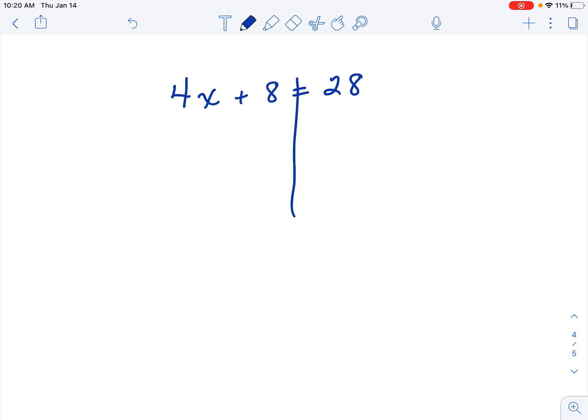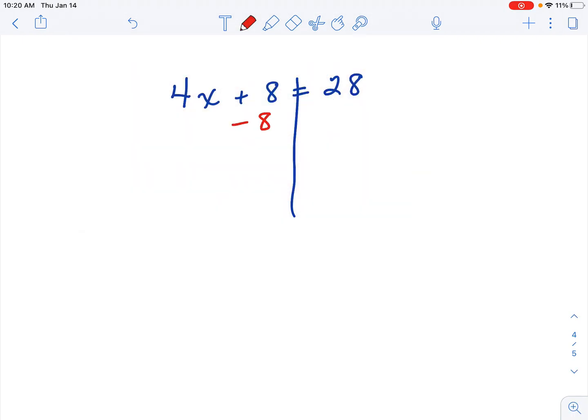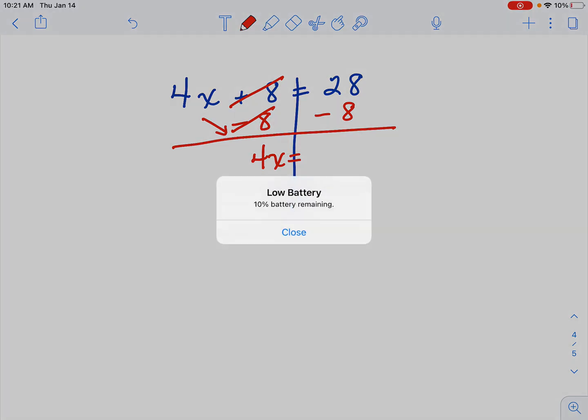So you're going to do the opposite. I'm going to do it in red. Subtract 8. And whatever you do to one side, you do to the other. So you're going to subtract 8 here. These two will cancel out. Leaves you with this 4x, so you can bring down that 4x. And then on the right side over here, you're going to do the math. So you would say 28 minus 8 is 20. Whoops, get the pen back.